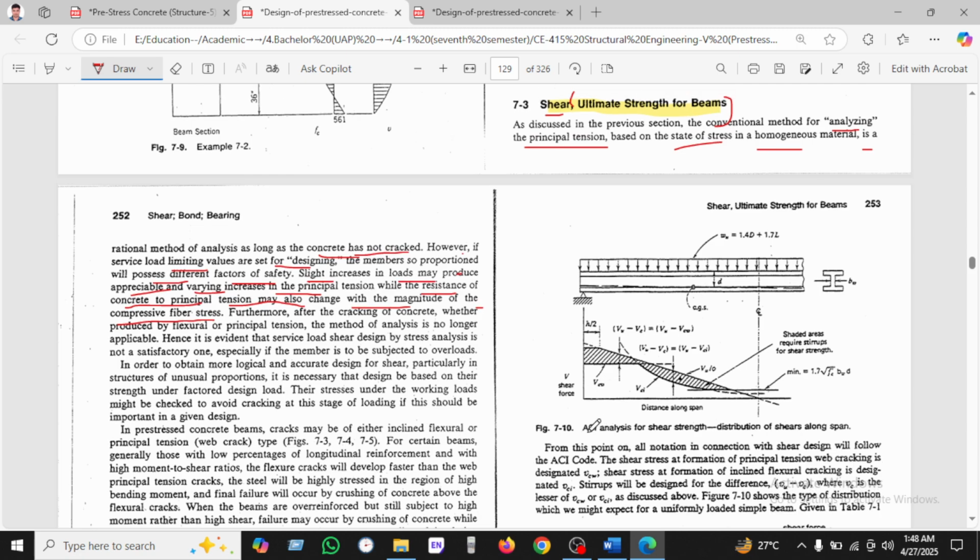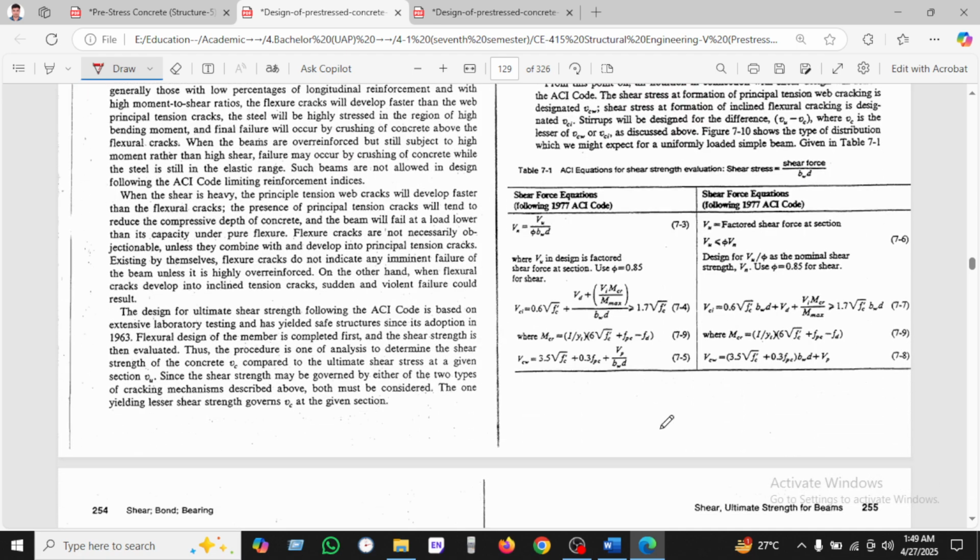Now we can see another, which is the analysis for the shear stress distribution of shear along the span. So you can see this is the support, and this is the CGS, which is the center of gravity of steel, and the load given there is 1.4 dead load plus 1.7 live load, and Vu is given here, Vu minus Vc equals Vu minus Vcw, and found all of the distribution along the span here.